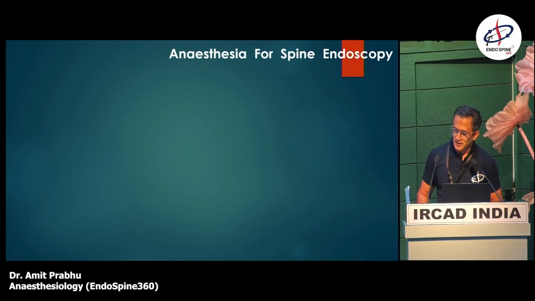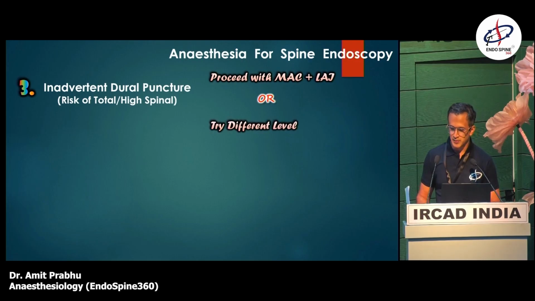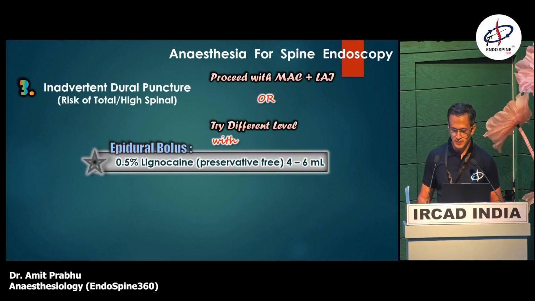Coming to a complication related to the epidural, the accidental dural puncture while accessing the epidural space. With dural puncture, we are left with two options: either abandon epidural and continue with a local option, or put the epidural catheter at a different level, and if you decide to go with this, then you must restrict the bolus to 4 to 6 ml of 0.5% preservative-free lignocaine to avoid motor blockade.